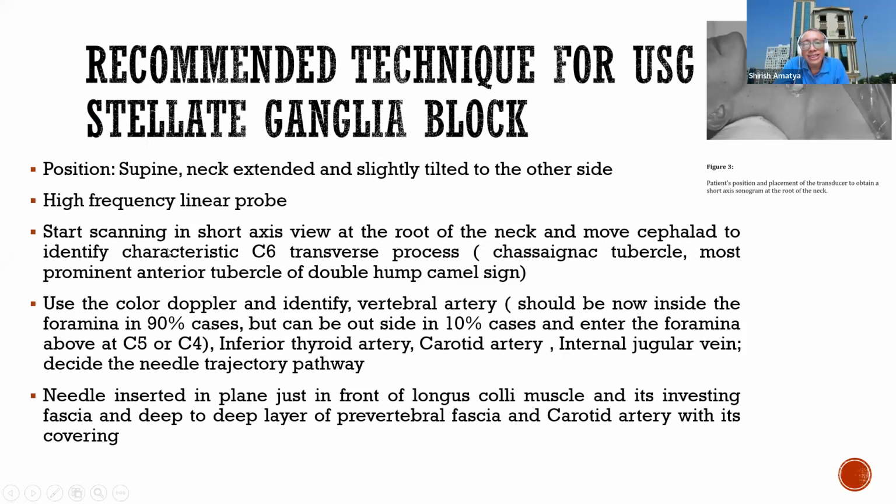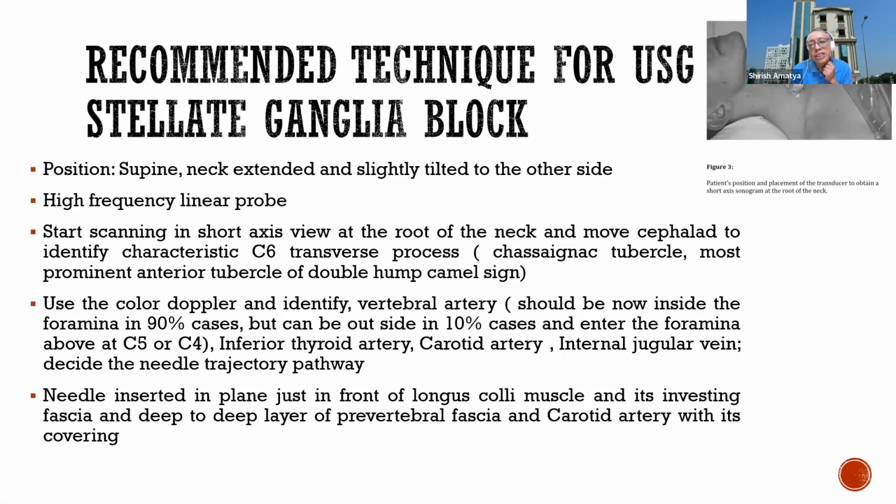And we usually start with our home base, that is the C6 transverse process, that is Chassaignac's tubercle. If we put our probe just over the cricoid cartilage, we can appreciate a very prominent anterior tubercle of the C6 transverse process. This is also known as the double hump camel sign. So the camel has got two humps. The anterior hump is the anterior tubercle and the posterior hump is the posterior tubercle, and in between these two humps lies the nerve root.